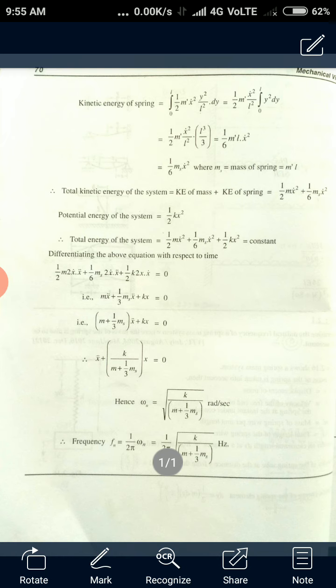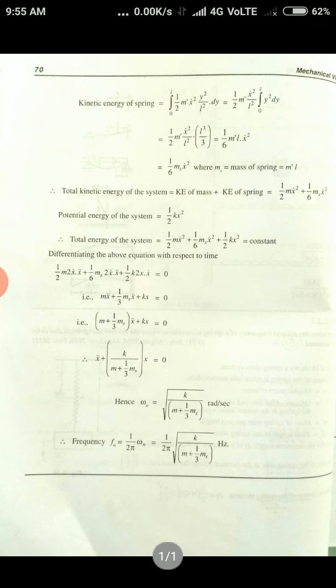Now the total kinetic energy of the system is what? It could be the kinetic energy of the mass and the kinetic energy of the spring. So this is the new addition, kinetic energy of the spring, because we have considered the mass of the spring. So what you can write here? The total kinetic energy of the system equal to 1 by 2 m x dot square plus 1 by 6 ms x dot square.